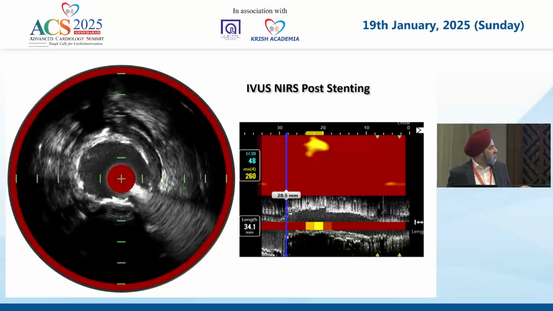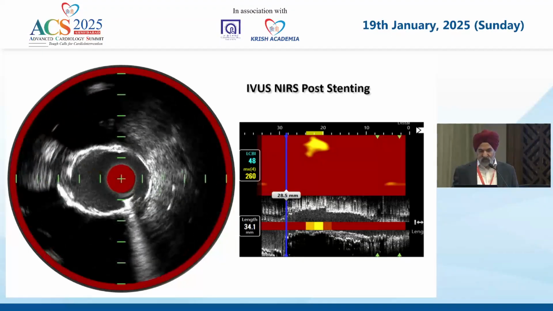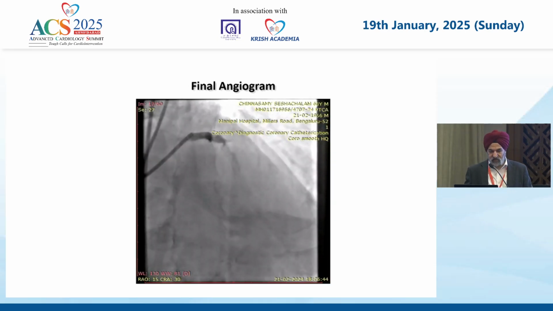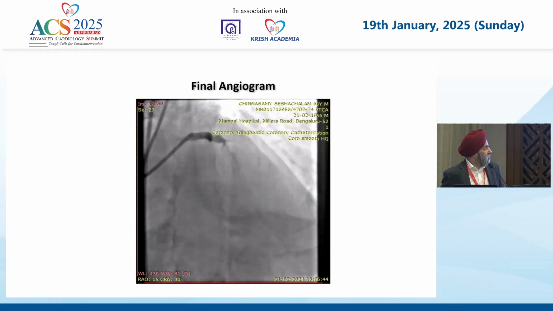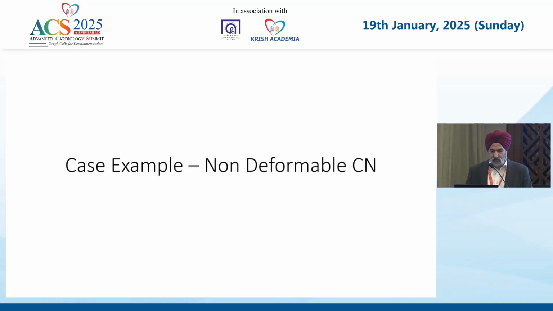You see very good imaging quality. The LCBI score has already come down to 260. This is a cartoon commensurately showing that a deformable nodule, which could be either of these two situations, gets pushed and you get good MSAs in a deformable nodule. There are absolutely no problems in that. And this was the final angiogram of this patient, and it looked pretty good, both on imaging as well as on angiogram. Now let's look at some non-deformable nodules.